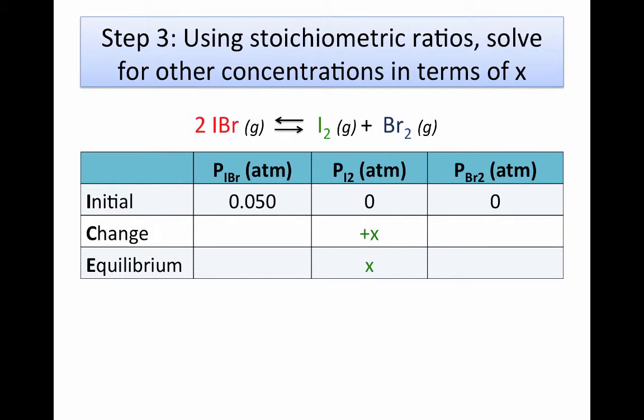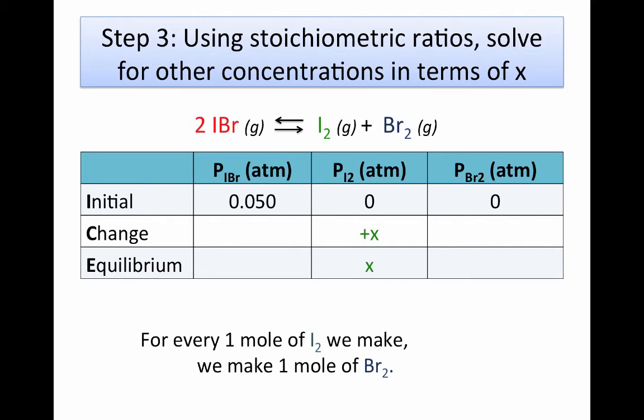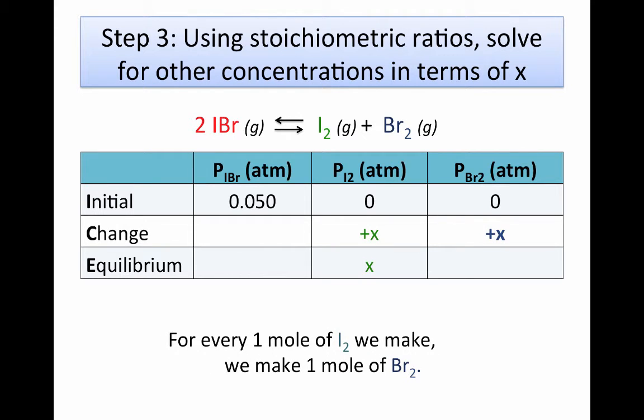Now we can move on to step 3. We're going to use our stoichiometric ratios to solve for other concentrations in terms of X. Let's look at the other product. For every mole of iodine we also make 1 mole of bromine. So we made X moles of iodine, we also therefore made X moles of bromine. And then our equilibrium concentration will also be X.